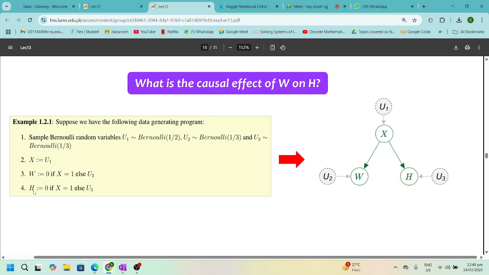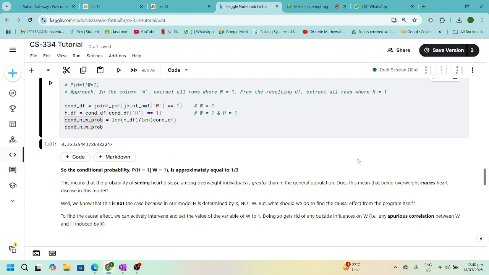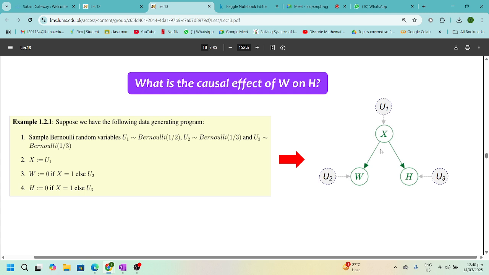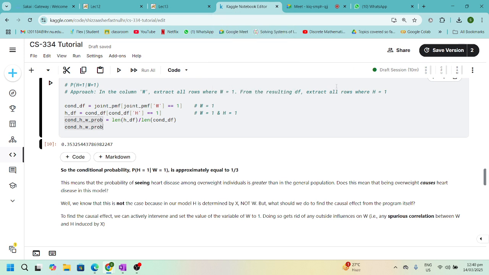W had no impact in generating the value of H. That's why we didn't make an arrow from W to H, and that's why we know that the impact we are seeing is because of the value of X. Because the value of X was used to generate the value of W, and it was used to generate the value of H as well. It means that because of the value of X, you observe a spurious correlation from W to H. I hope that answers your question.